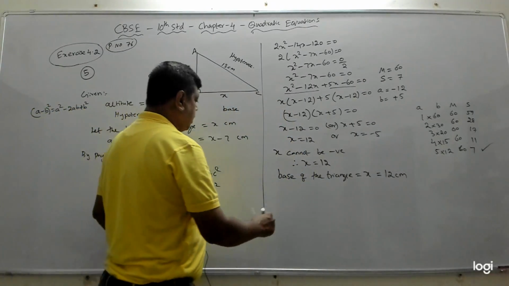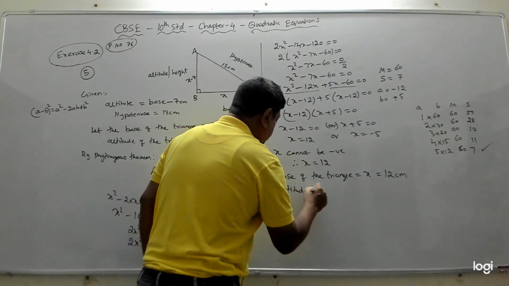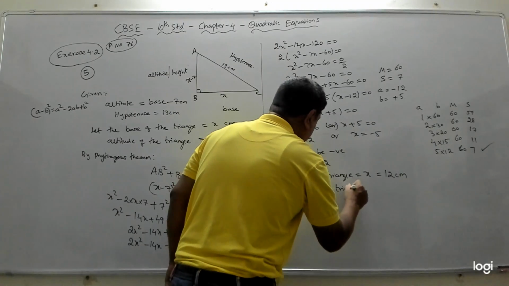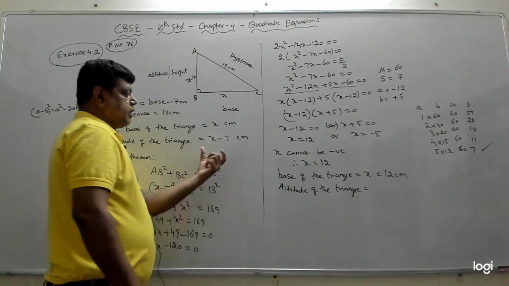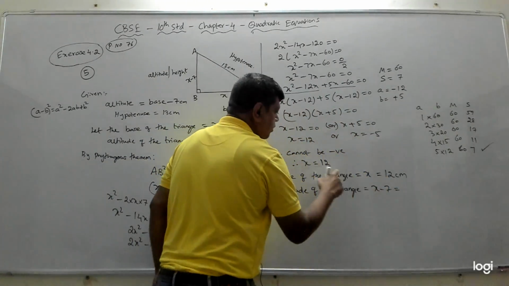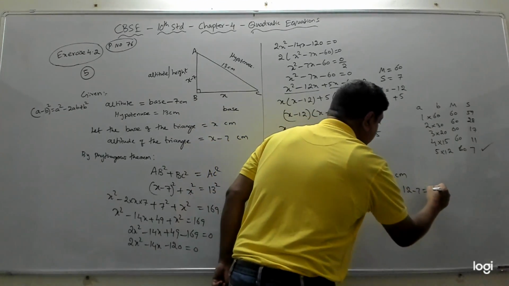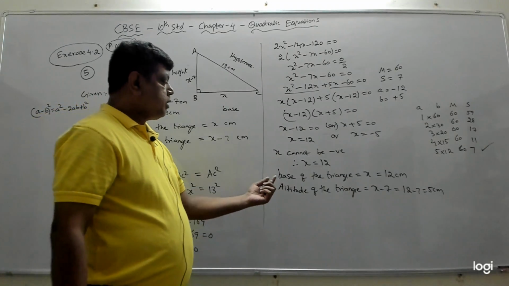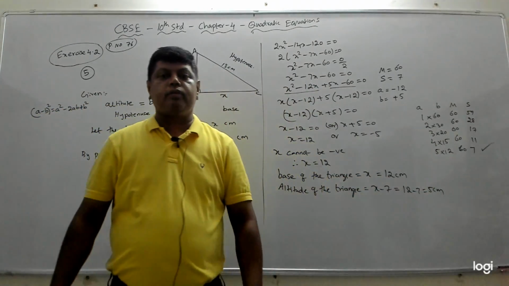Now the height of the triangle, or altitude of the triangle. Altitude or height both mean the same. The altitude of the triangle is x minus 7. What is x? x is 12, so we should substitute 12 here. That means 12 minus 7, which is 5 centimeter. So we have found the other two sides: the base is 12 centimeter and the altitude is 5 centimeter. That is the answer.